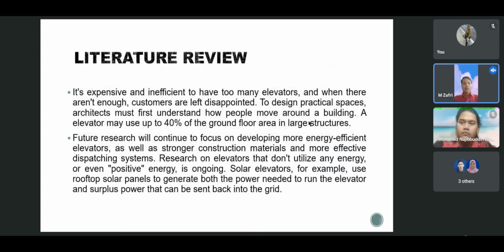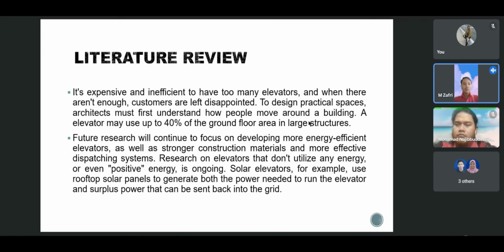For the literature review, it is expensive and inefficient to have too many elevators, and when there aren't enough, the customers are left disappointed. To design practical spaces, architects must first understand how people move around in the building. An elevator may use up to 40% of the ground floor area in a large structure.